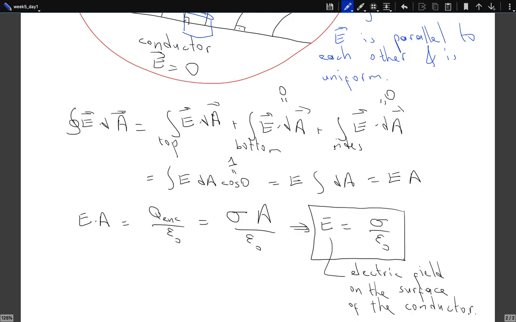So basically, if you know the electric field on the surface of the conductor, then you know how much charge is accumulated on the surface. You know the surface charge density. If somehow you can determine the surface charge density of the conductor, you might devise an experiment and measure the surface charge density, then you know the electric field.